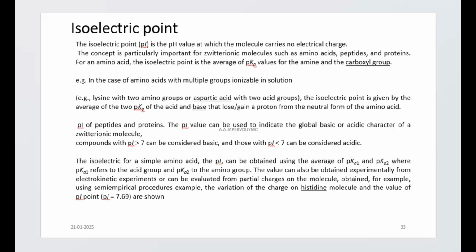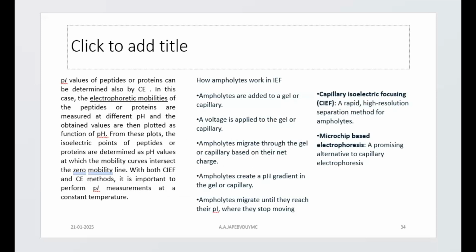The value also can be obtained experimentally. Of course, electrokinetic experiments are to be conducted to evaluate the partial charge on the molecule, and you can find out the pK values and pI values for that molecule. So this is just to give an overview of the concept of pI.